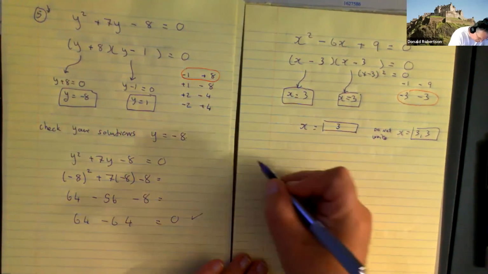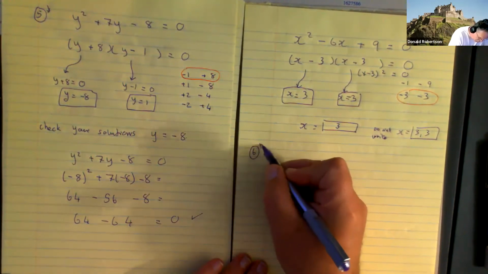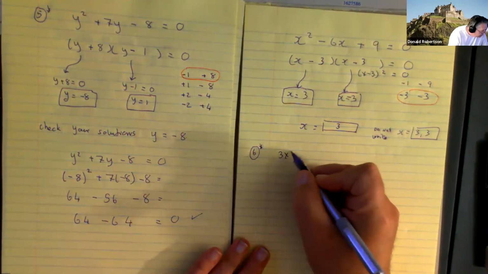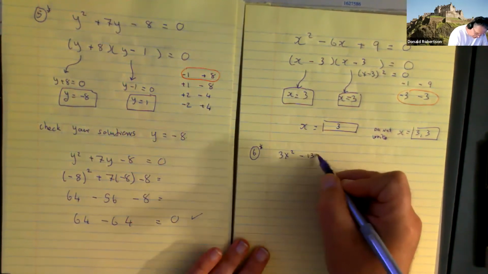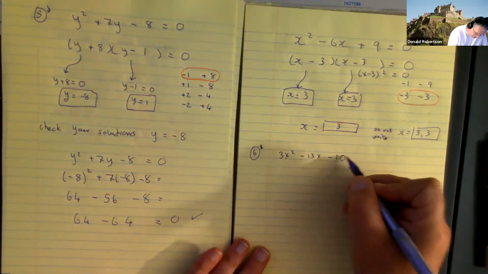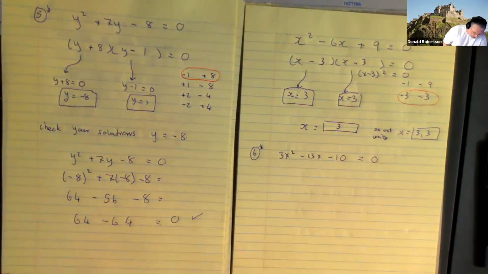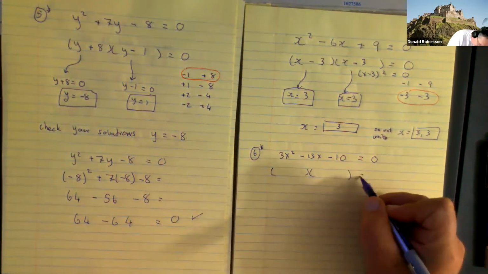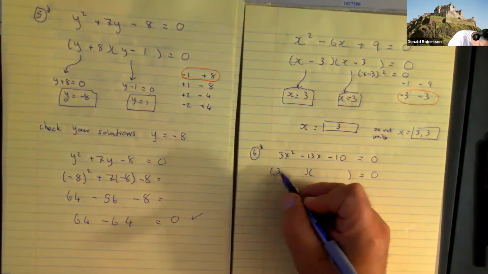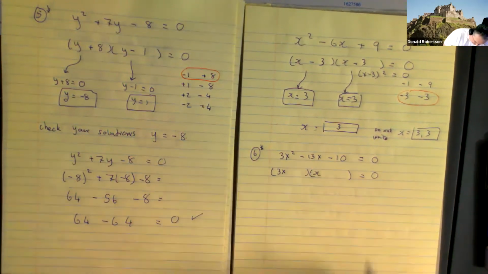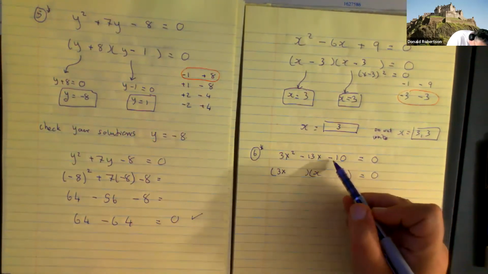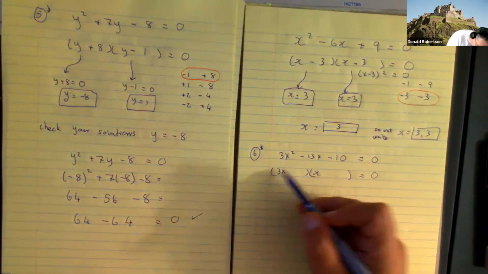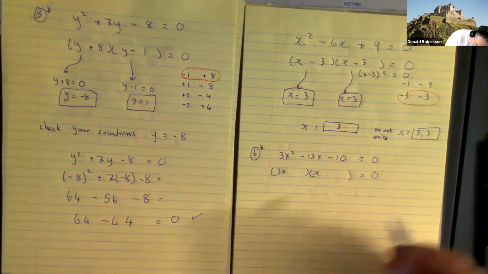Now, let's move on to a much more difficult version. We have 3x squared, take away 13x, take away 10 equals 0. Now, these are the more complicated questions. 3x squared means 3x and x. Now I'm looking for numbers that multiply together to give me negative 10, and when I put them in here and FOIL it out, I need negative 13x.